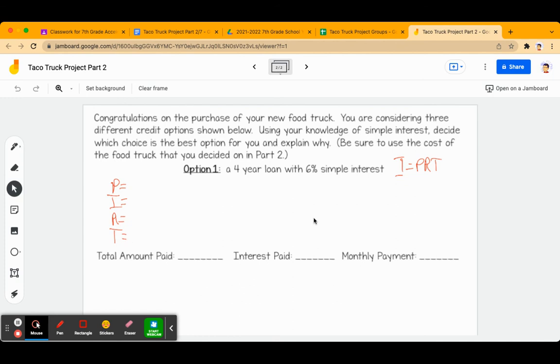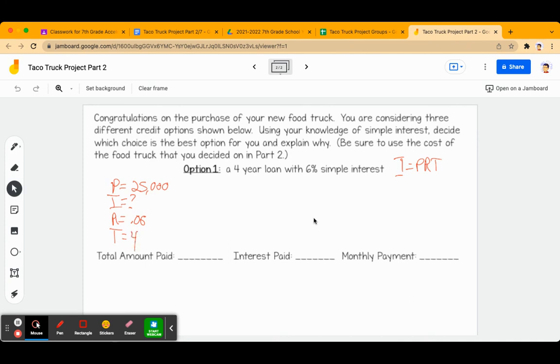The principal is going to be the amount that you are borrowing. I'm purchasing the $25,000 truck, so I'm going to borrow $25,000. The interest, I don't know it yet. My rate is 6%, but I know that that's going to be 0.06. Finally, my time I know is going to be 4 years, so that's my 4.